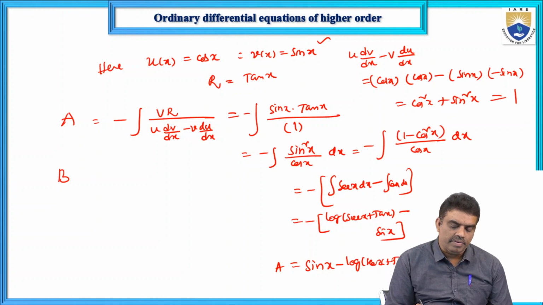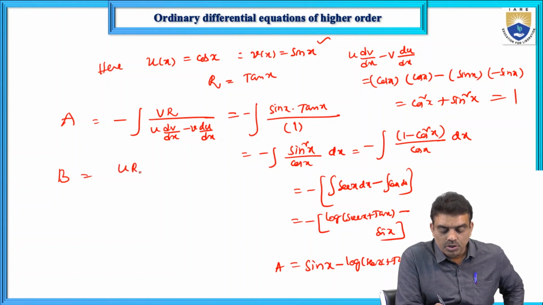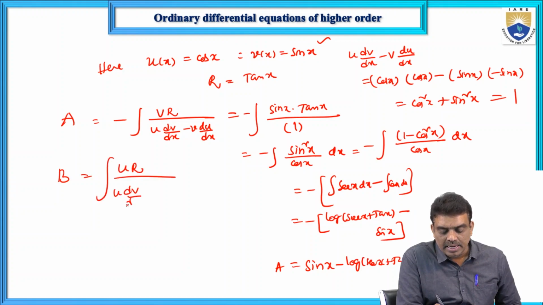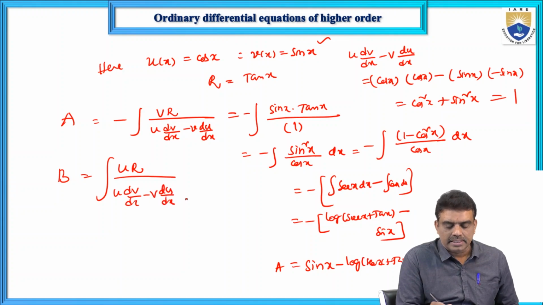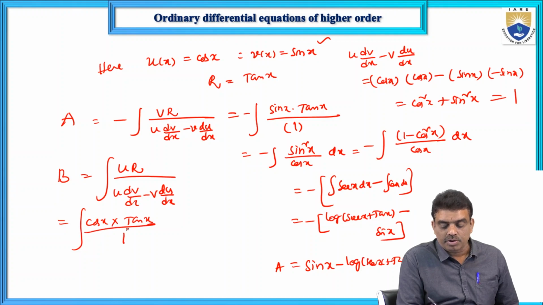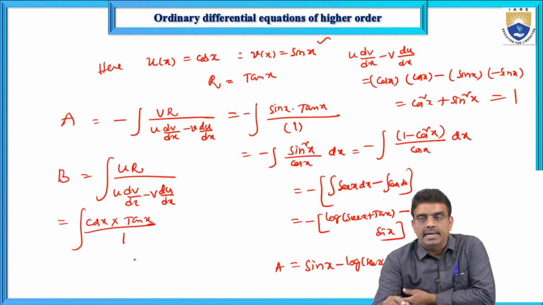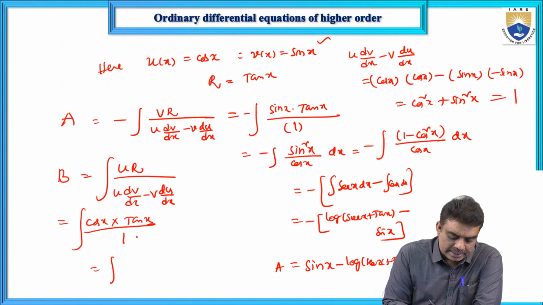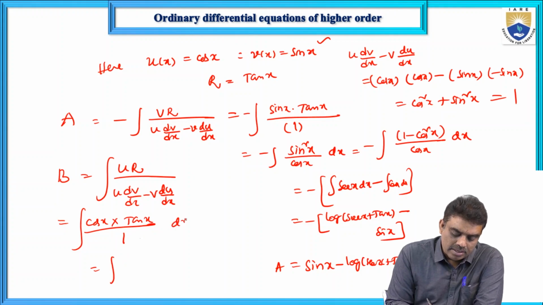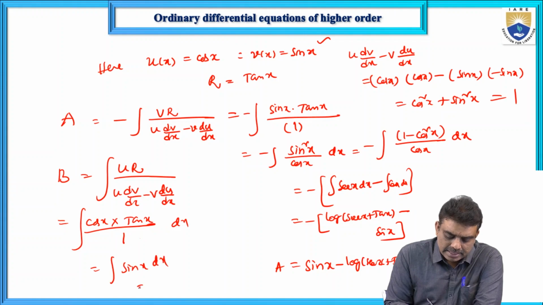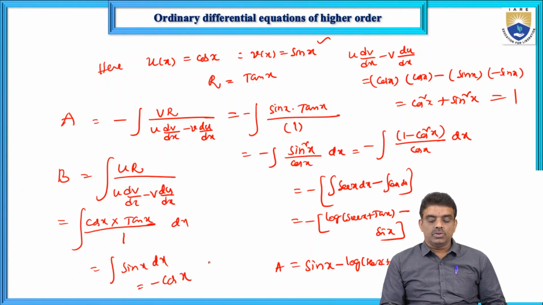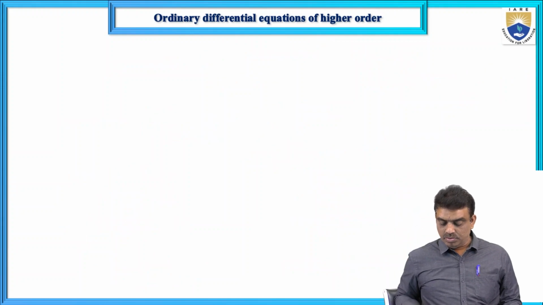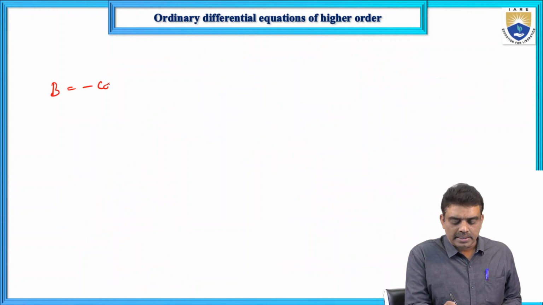Similarly, you calculate the value B also, where B is the integral of U R by U dV by dx minus V dU by dx. What is U? U is cos x. And what is R? R is tan x. In the denominator you have only 1, because we have already calculated U dV by dx minus V dU by dx as 1. So this is cos x into tan x. So sin x by cos x cancel, you will get the integral of sin x dx, that is equal to minus cos x. So B value, I will write B is equal to minus cos x.